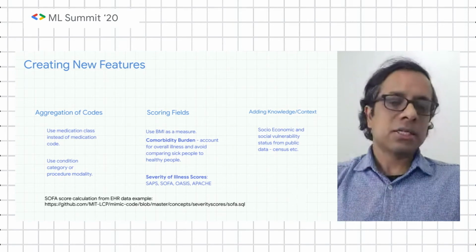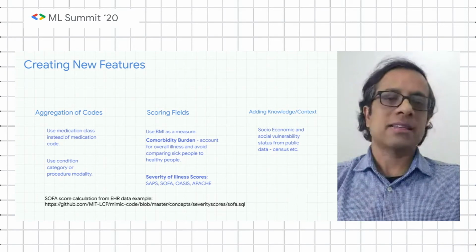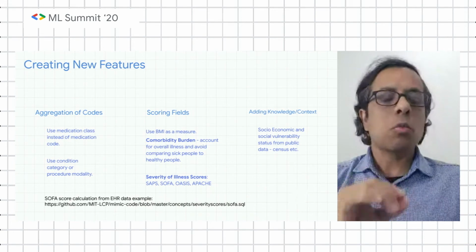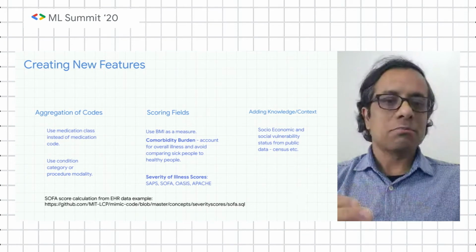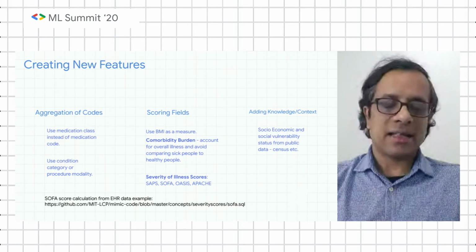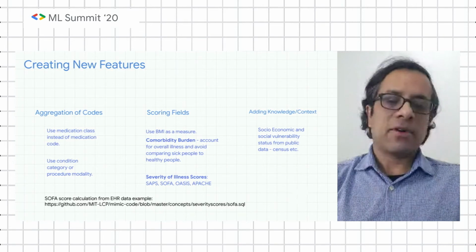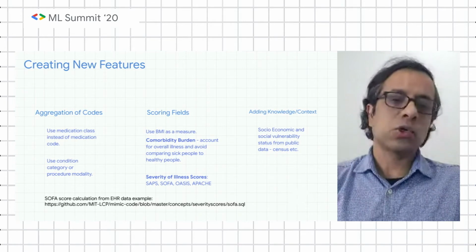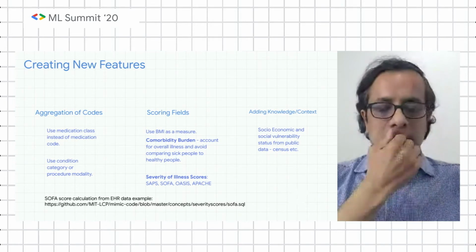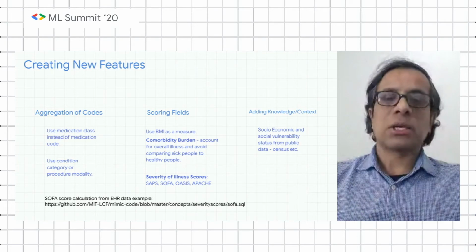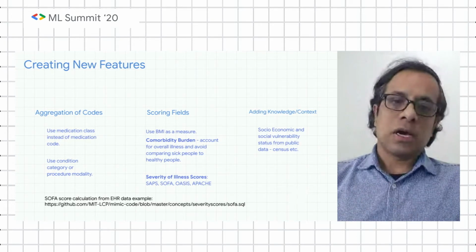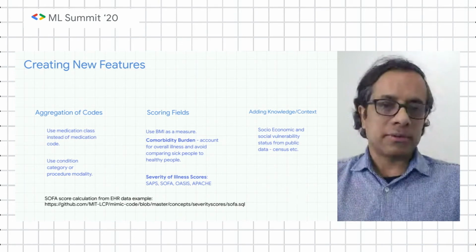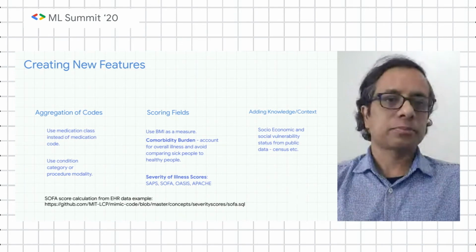And then there are certain scoring fields. BMI is a scoring field. You can classify patients based on comorbidity burden so that you are not mixing sick patients and healthy people together. There are a variety of other things you could do, like calculating a severity of illness score, which is a traditional score used in healthcare settings. And you can use the knowledge base that you have to add additional knowledge to your data, like socioeconomic and social vulnerability status and things like that.